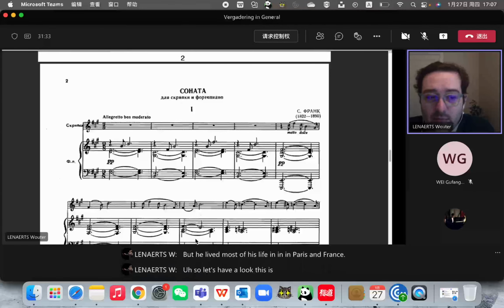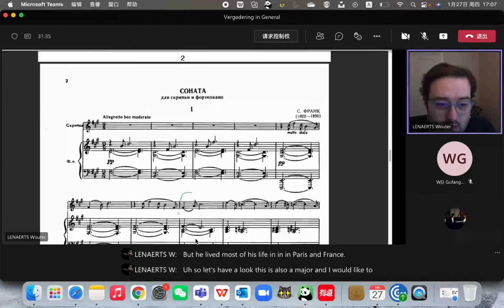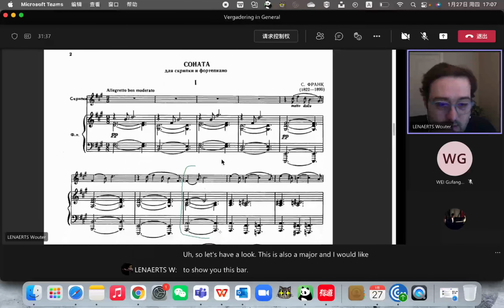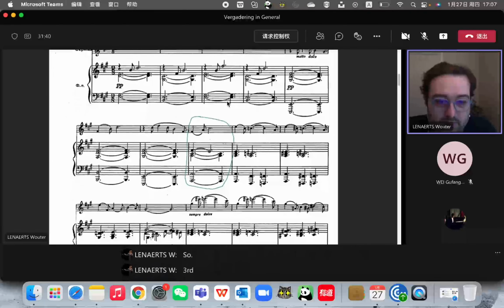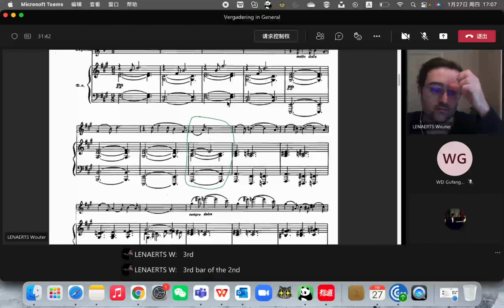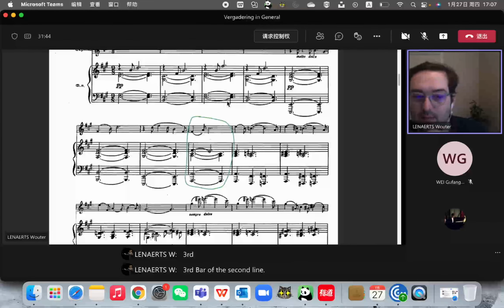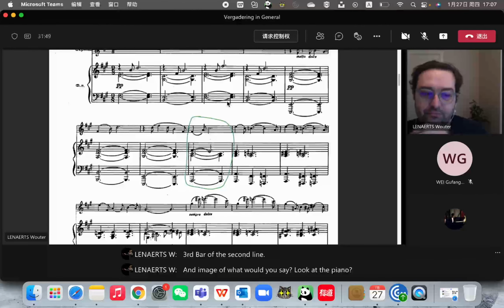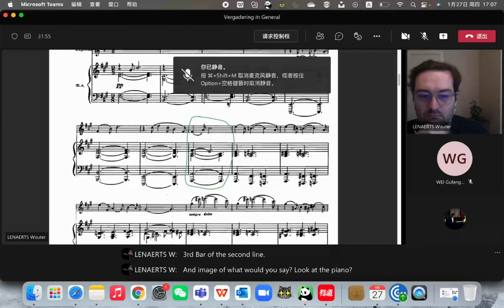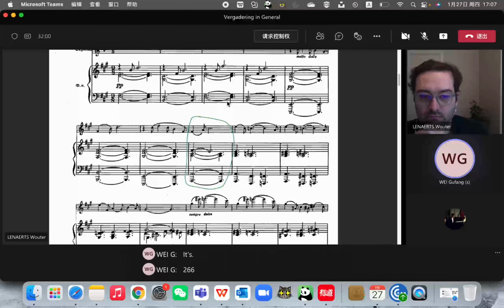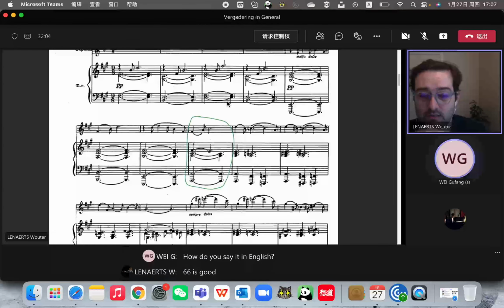This is also A major, and I would like to show you this bar. Third bar of the second line, in A major, what would you say? Look at the piano. That is the 6th degree, the 1st degree with a 6th note added, or the 6 chord of the 6th degree. Yes. How to say it in English? 6 is good. Yes. Okay.